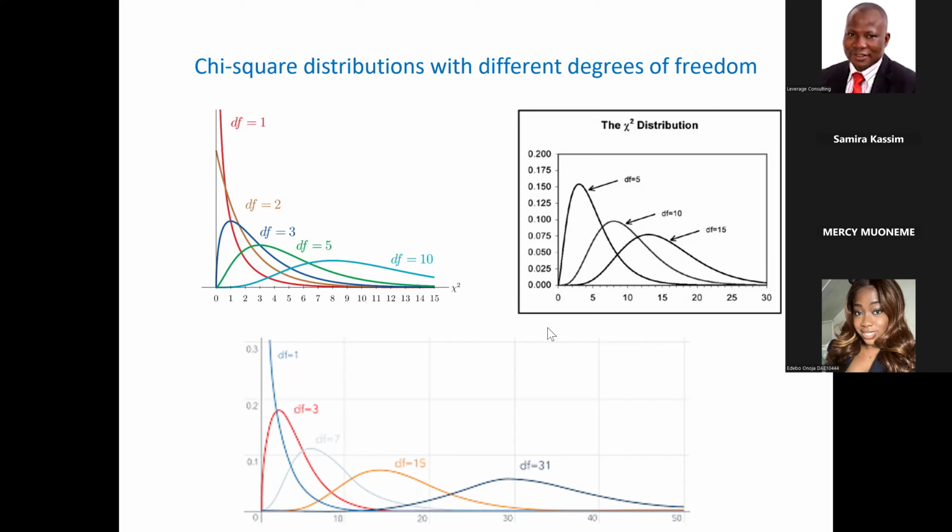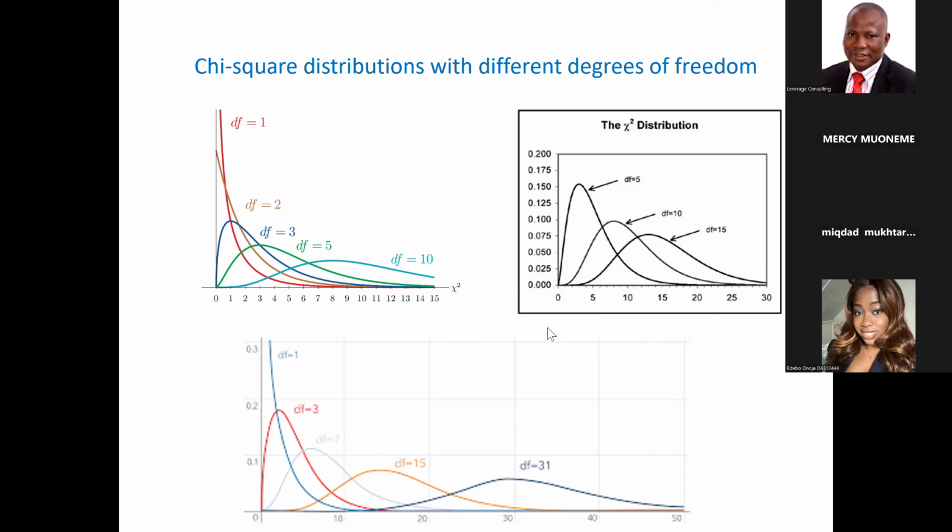Who can tell me, as the degree of freedom increases, what do you observe? As the degree of freedom increases, what do you observe? So please unmute and talk. This is a workshop. We're supposed to talk. As the degree of freedom increases, what did you observe? Nobody. The graph is becoming more flat. Who is talking? Mercy, we cannot hear you.